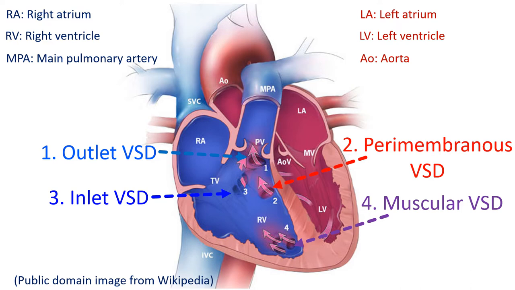Perimembranous VSD is in the upper part of the interventricular septum, where it is thin and like a membrane. Interventricular septum is the technical name for the wall between the two lower chambers. Muscular VSD is a defect in the thick muscular part of the interventricular septum.